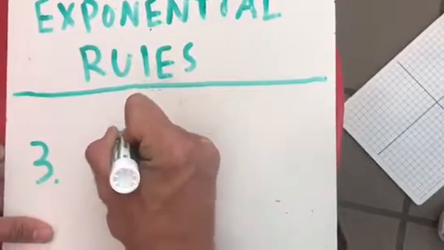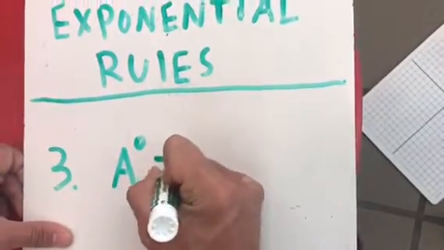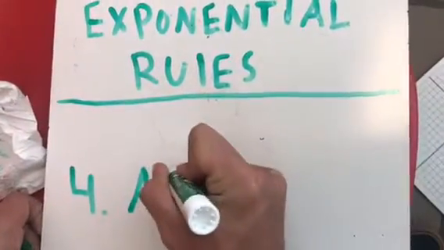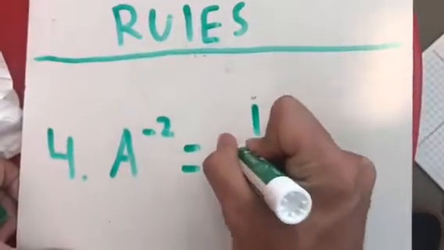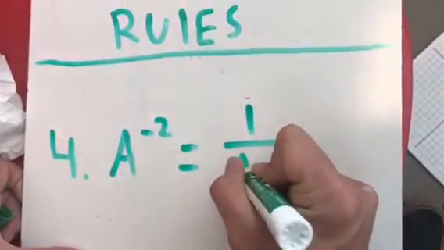Anything to the power of 0 is 1. In our fourth exponential rule, you turn it into a fraction by putting a 1 over it, which makes the negative 2 become a positive, equaling 1 over a to the 2nd power.